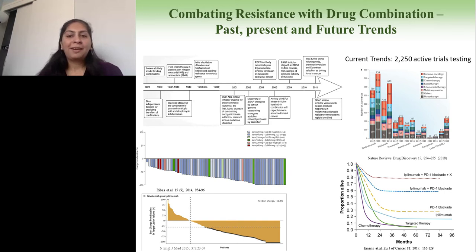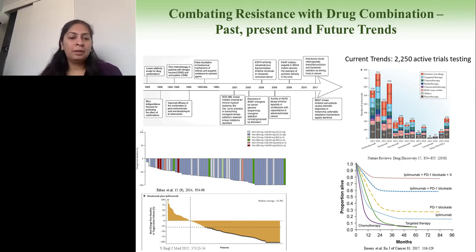And to do that, there are currently about 2,250 active clinical trials going on along with the different immunotherapy on the x-axis, and on the y-axis you can see the different modalities that can be combined with this to maximize the drug response.